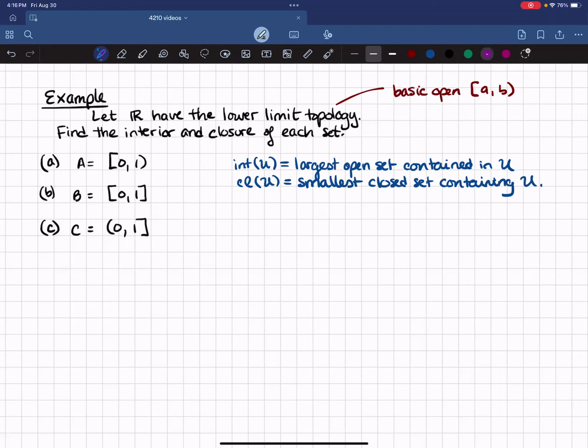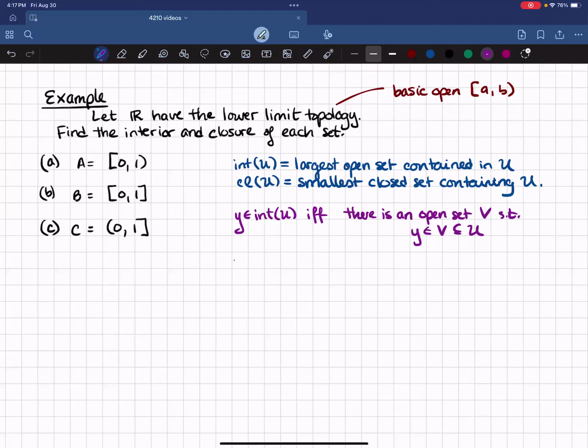Another important thing that we've learned is that if I want to think about a particular point, and I want to know if a particular point is in the interior or the closure, I can say a point Y is in the interior of U if and only if there is an open set, let's say V, such that Y is in V, which is a subset of U. Another way to say that is that U is a neighborhood of Y.